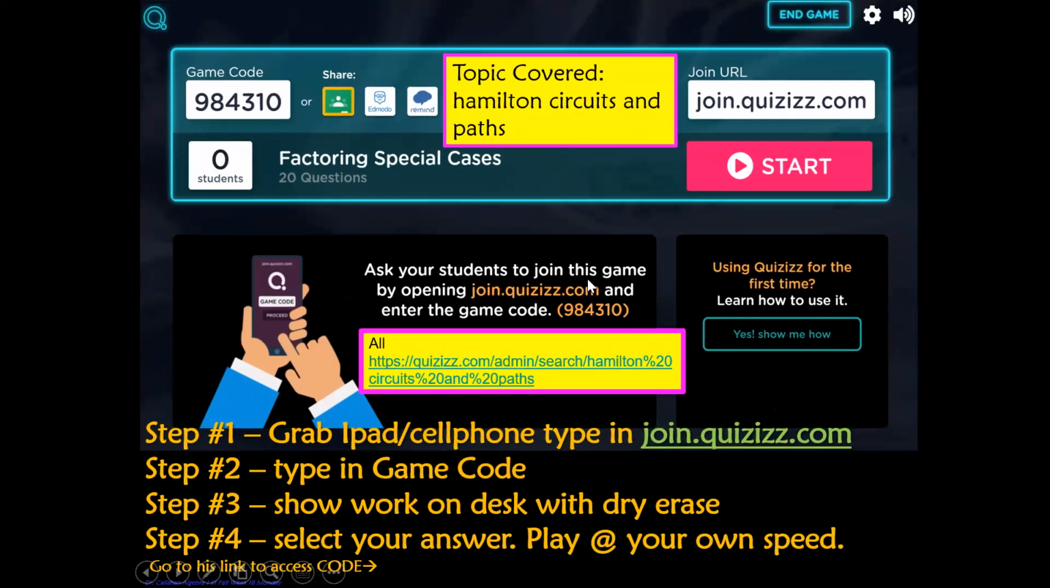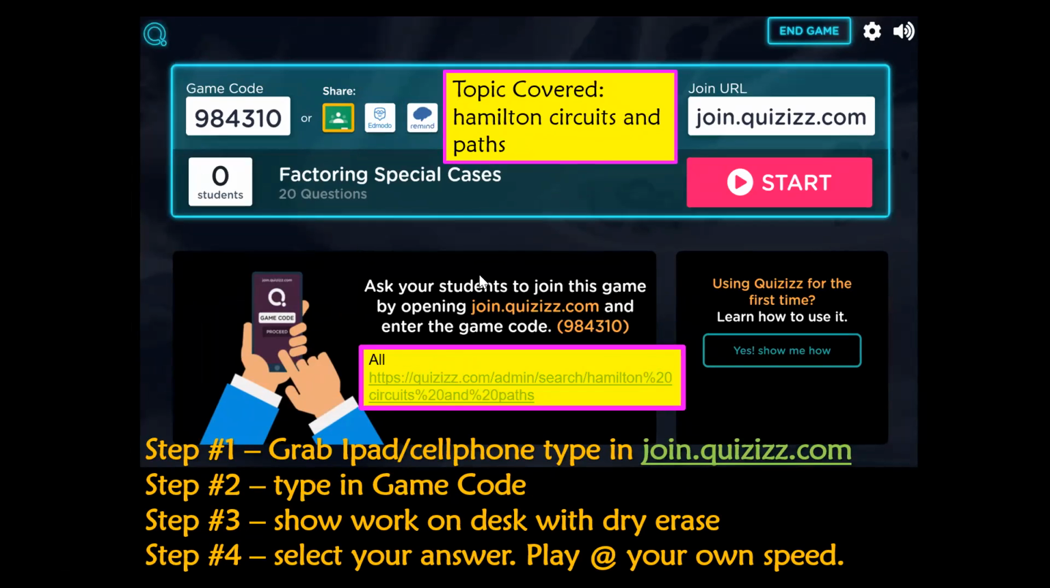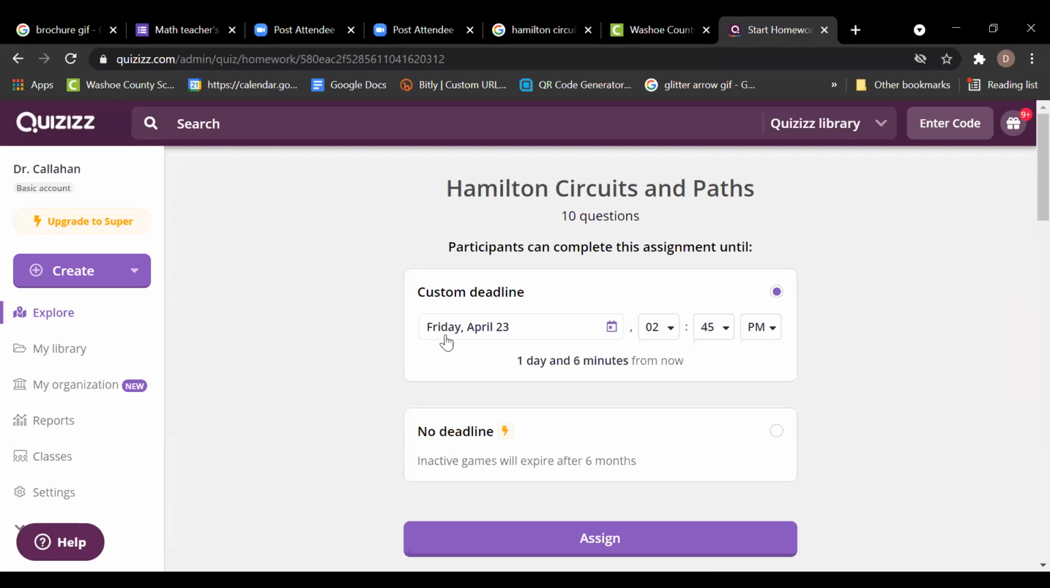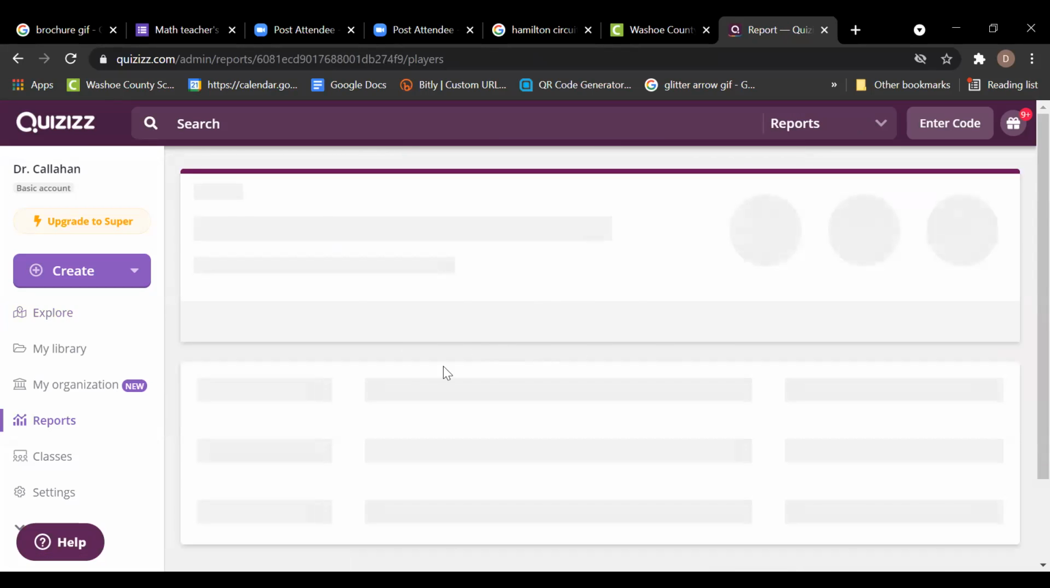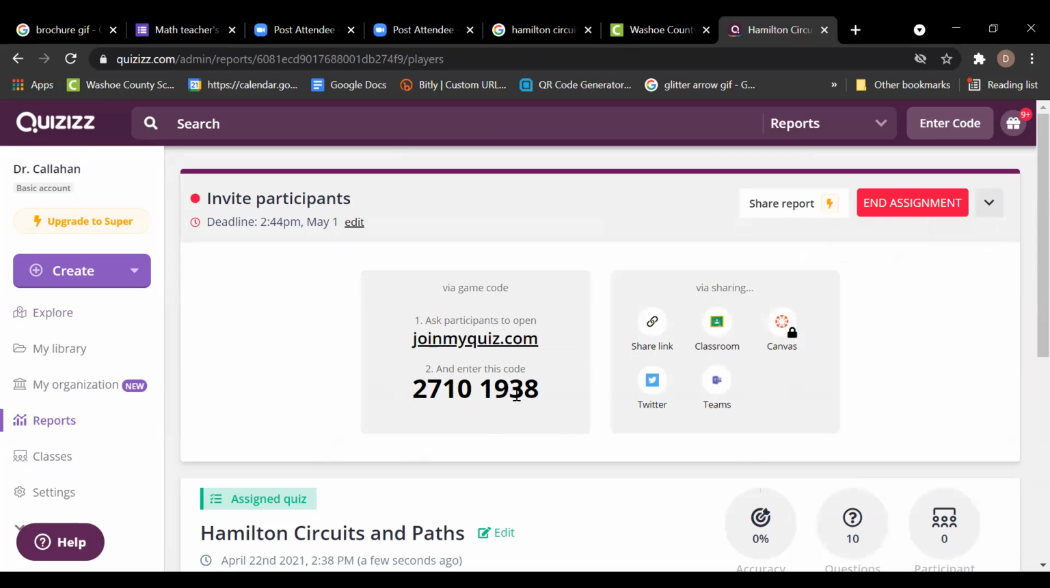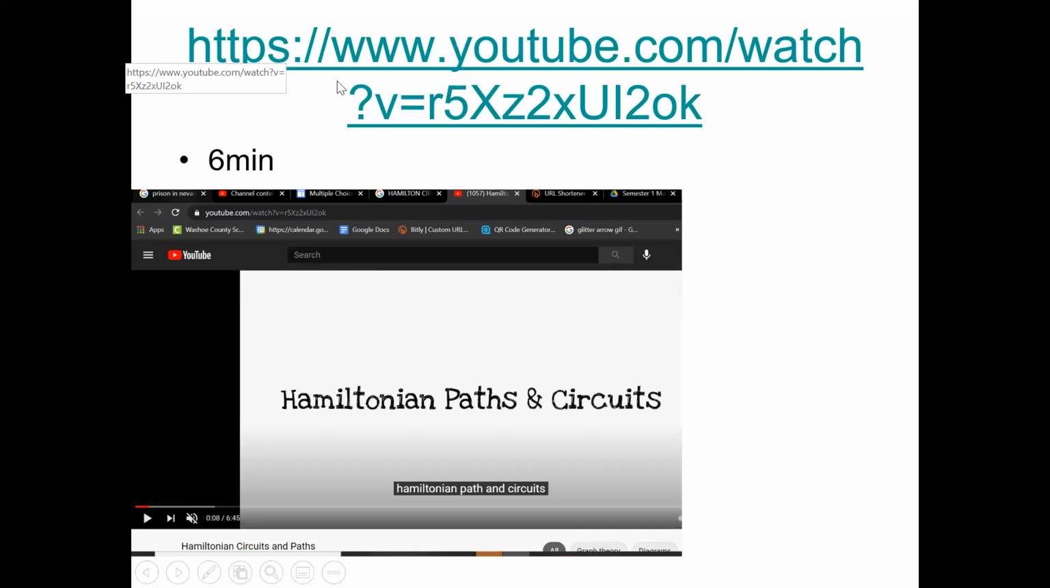So I have something for you guys to practice on the quizzes, which you're gonna go and work on. So looking at this part here, you are going to go to joinmyquiz.com and you're going to type in the code 27101938, and there are 10 questions for you guys. When you're done with that, I want you guys to watch this video. Here is a link. It's about 6 minutes in Hamiltonian circuits and path.